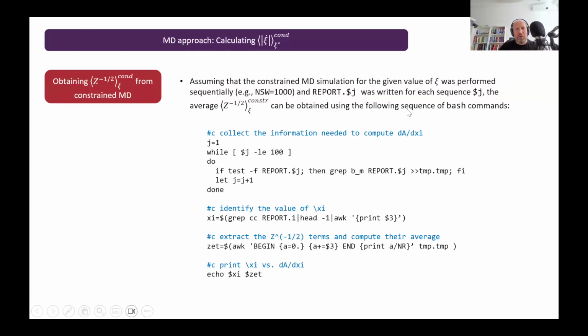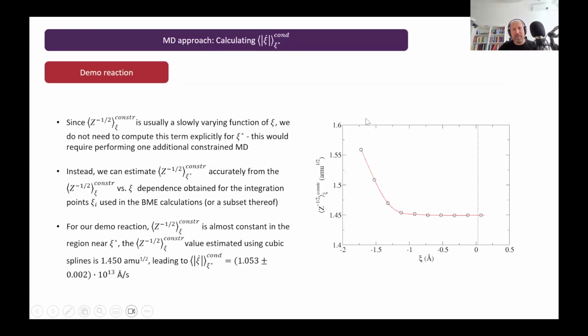So in terms of post-processing, it is almost identical to what we did when we extracted free energy gradients. So I'm not going to comment on that. This is basically the same thing. And here I plot this constraint average as a function of psi. So now we need to determine this constraint average for one specific point corresponding to the transition state.